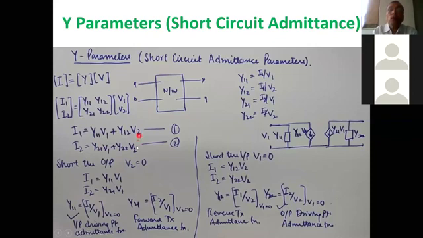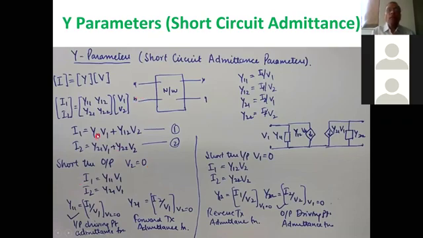Now, how to make voltage 0? If you short circuit any port, its voltage is 0. For calculating impedance parameters, we needed to make the current 0. How to make the current in a port 0? If you open circuit the port, the current flowing through that port will become 0. So here we want the voltage to be 0, so we'll short circuit this port and apply voltage here. So shorting the output port, that is V2 equal to 0, and V1 is applied at the input.